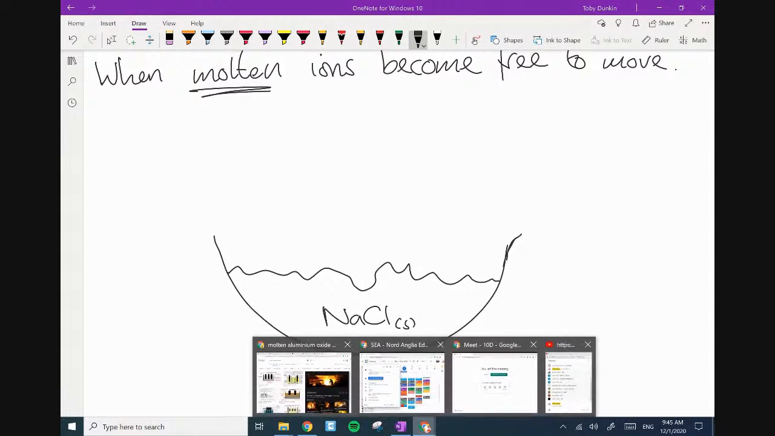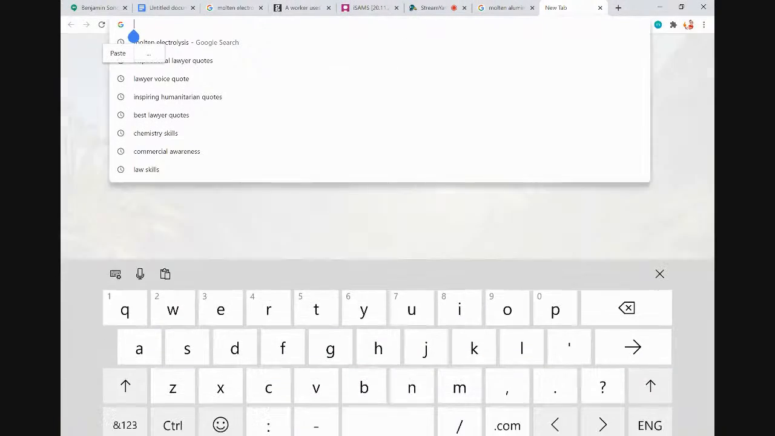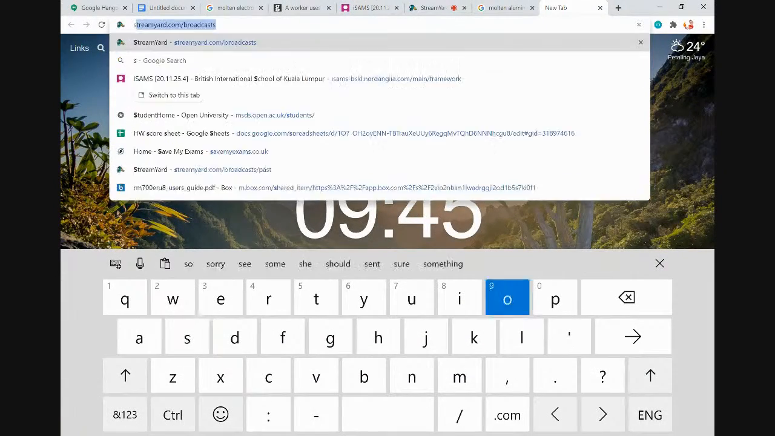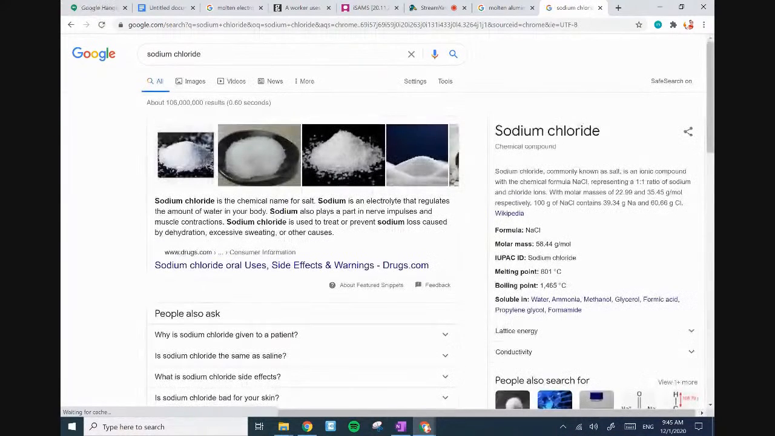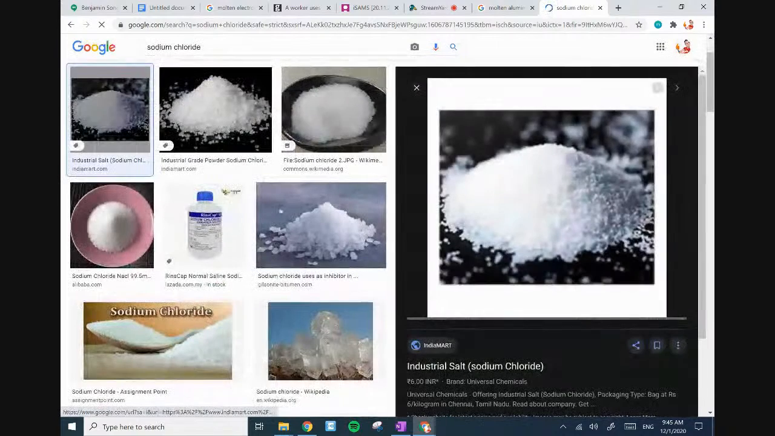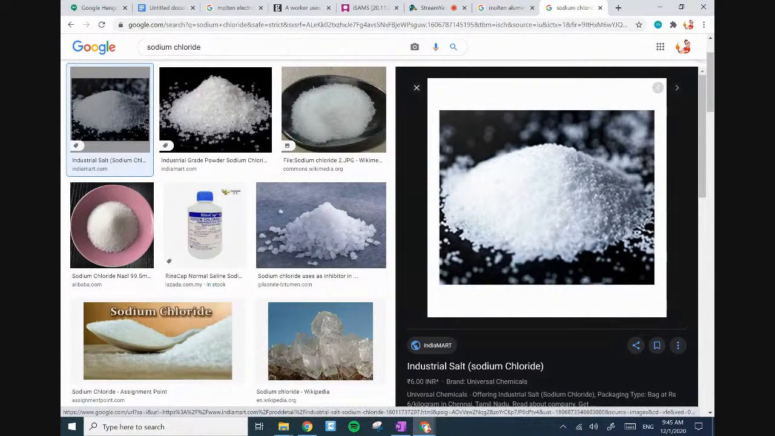Let's have a look at what it looks like. It is a white solid. Yeah, sodium chloride, a white solid. There we go, exactly what I want. Everyone recognizes it, everyone knows it.